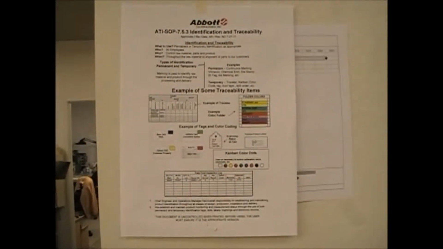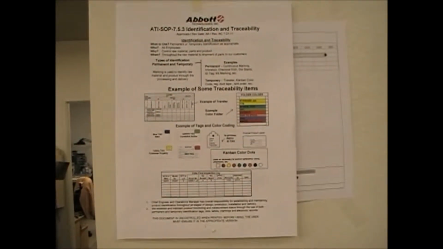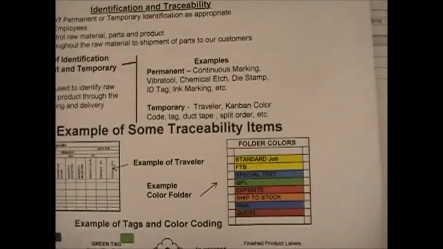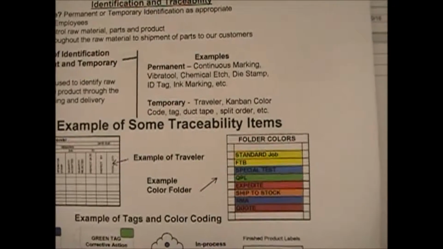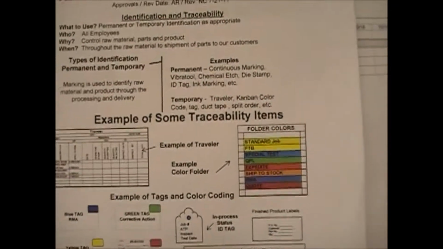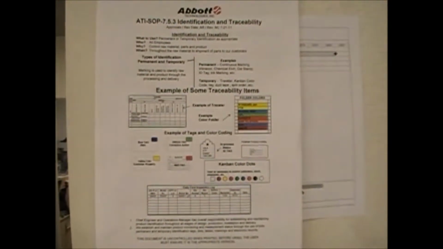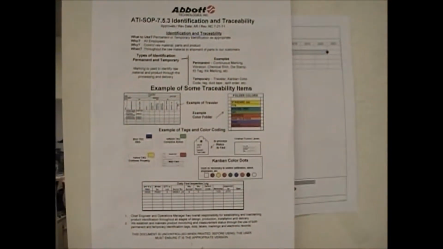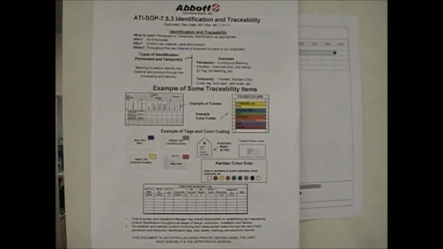We're going to talk a little bit about traceability right here. As you can see the procedure, there's actually two types of traceability: permanent and temporary. Permanent is obviously put on after the part is totally done, or it could be on raw material. It's usually done by the manufacturers at the end of the process to identify it.